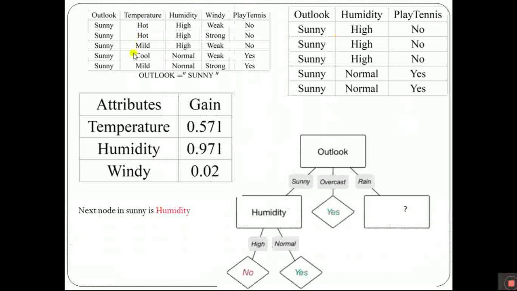Right? So a similar calculation to outlook, here I did the gain calculation. If I calculate the gain among temperature, humidity, windy for sunny, I get the gain value for temperature 0.571, for humidity 0.971, for windy 0.02. Among these the highest value is humidity. So sunny I can further divide with the node humidity.